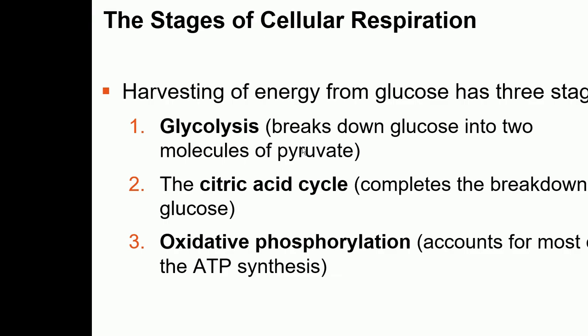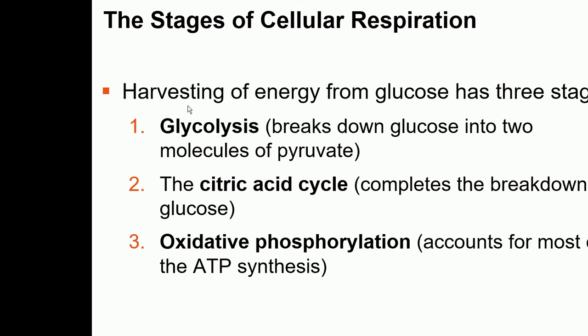Okay, so now we're going to talk about the process of cellular respiration, which involves 3 stages. The first stage is called glycolysis, the second is called the citric acid cycle, and the third is called oxidative phosphorylation. Now the first step is glycolysis. Glyco means sugar, lysis means breaking. So glycolysis means the breakdown of sugar.